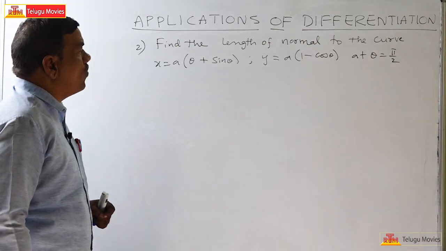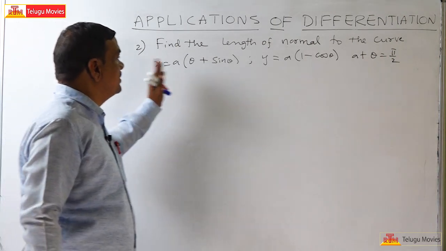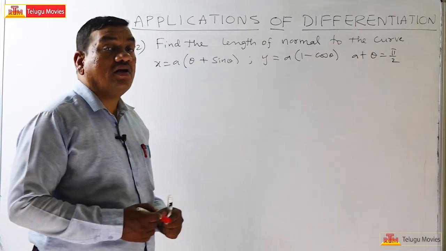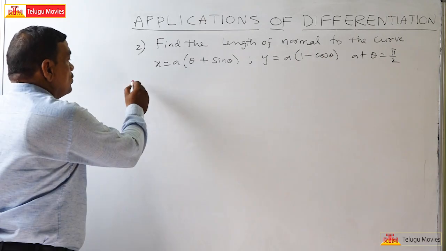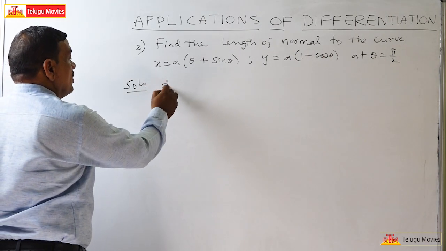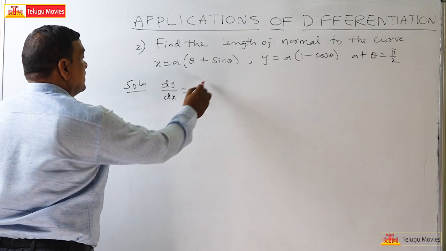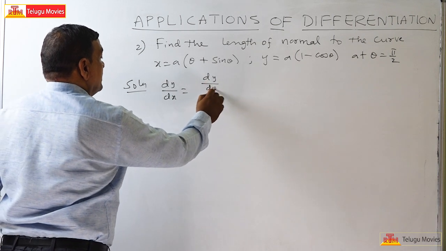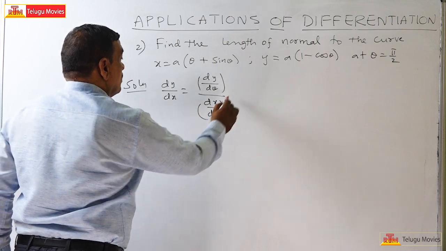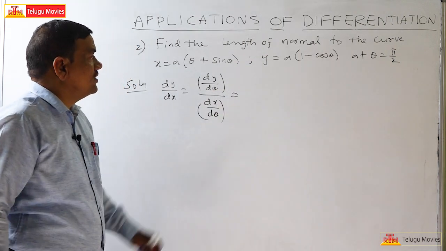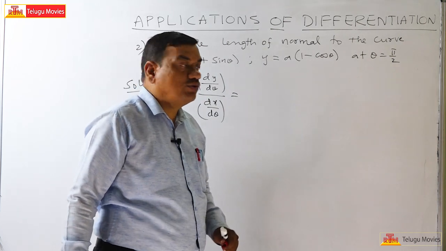Find the length of the normal to the curve x = a(θ + sin θ), y = a(1 − cos θ). Here the equation of the curve is given in parametric form. So, we want to find dy/dx, which is dy/dθ divided by dx/dθ. What is dy/dθ? Differentiate this with respect to θ.